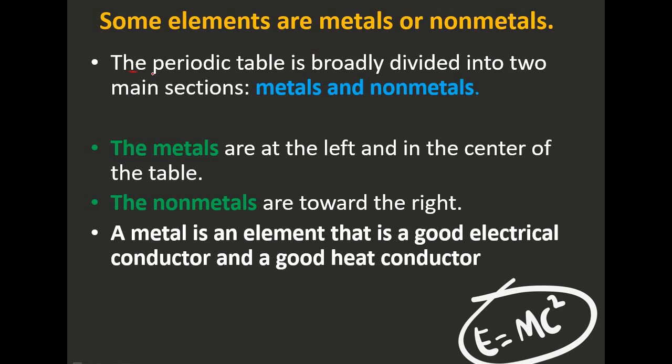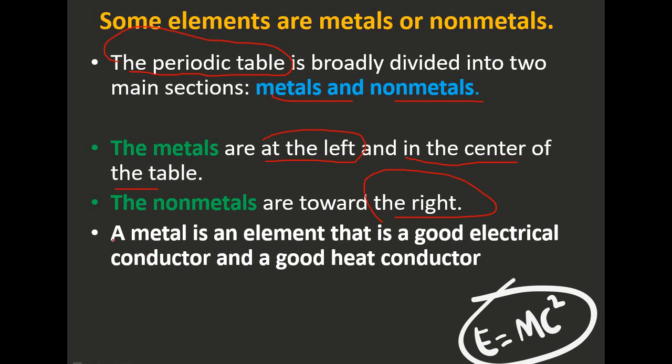The periodic table that contains the elements is divided into two main sections, metals and non-metals. Metals are found in the periodic table at the left and in the center, while non-metals are found toward the right.